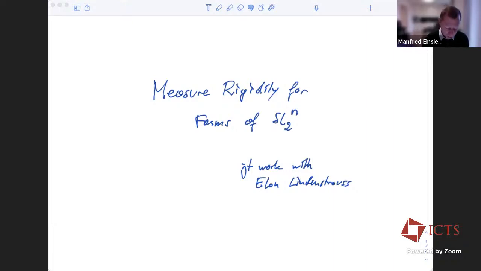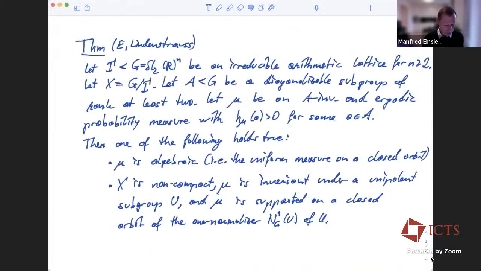Right, so I want to talk about measure rigidity of forms of SL2 to some power. It's a joint work with Lindenstrauss. There are a couple of mistakes one can make in giving talks. One is to never reach the actual theorem that one is proving. The other is that you never reach the idea that is the new idea in the current theorem. I want to avoid both of these mistakes by starting precisely with the theorem that Elon and I are finishing writing up right now. So this is the statement.